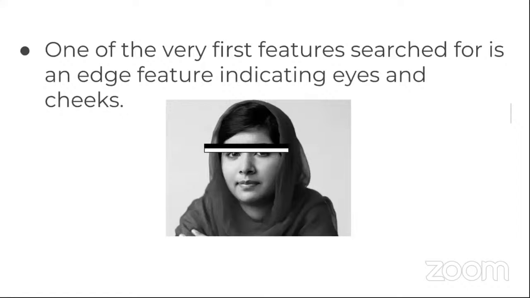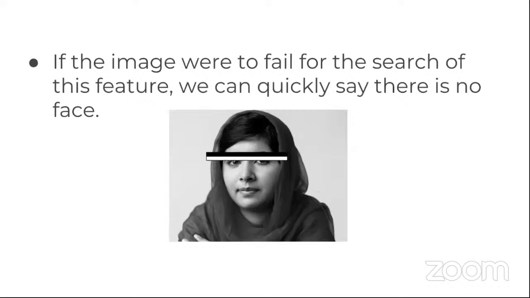Then one of the very first features searched for is an edge feature indicating eyes and cheeks. What this edge feature does is that it detects the eyebrows of the person. The black portion sees the eyebrow area and the white portion detects the skin area. If the eyebrows or the eyes are detected in the first go, then we continue to detect the face. If there is no such detection of eyebrows or eyes in our image, then it will say that the face is not detected. As I told you, if the image were to fail the search for this feature, we can quickly say there is no face.